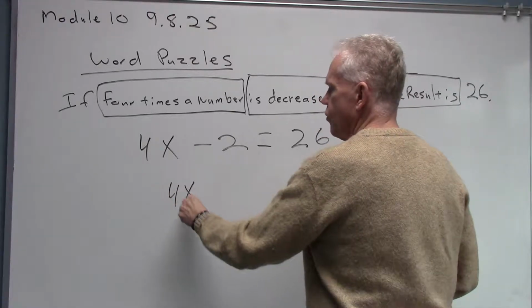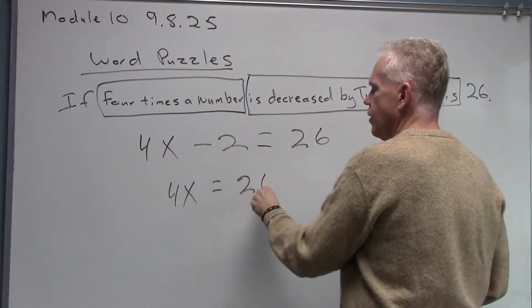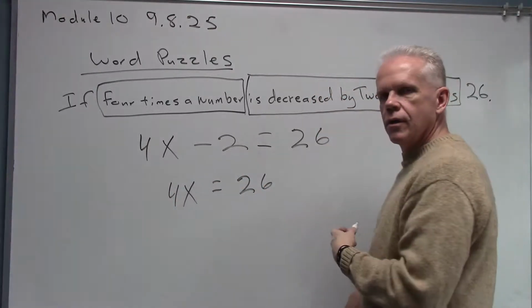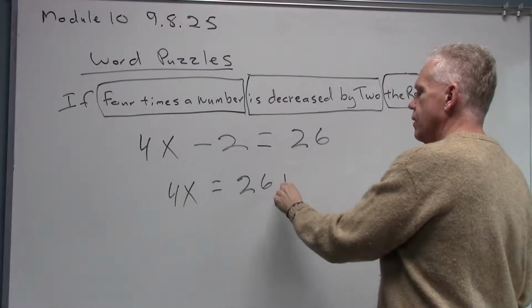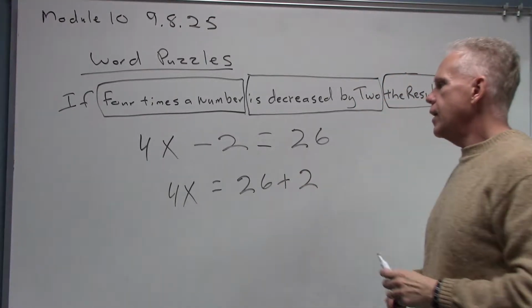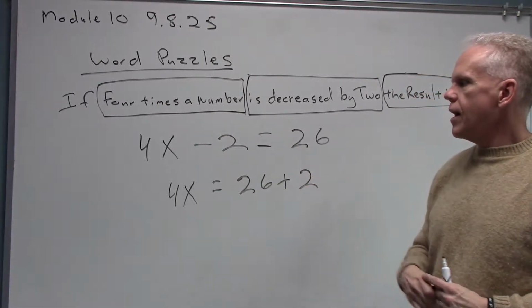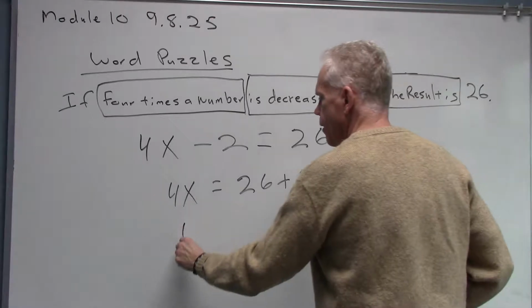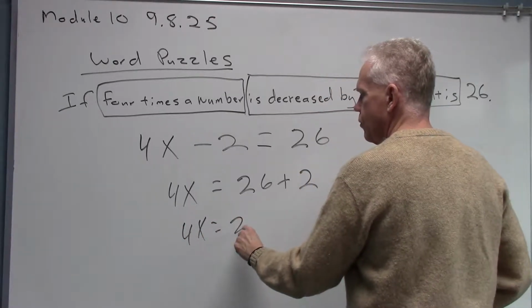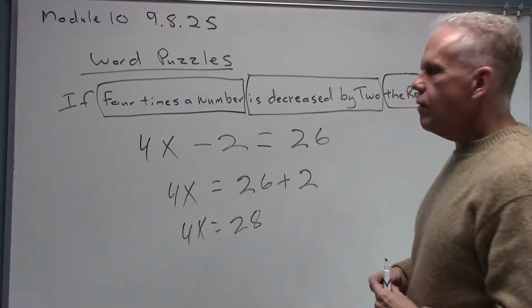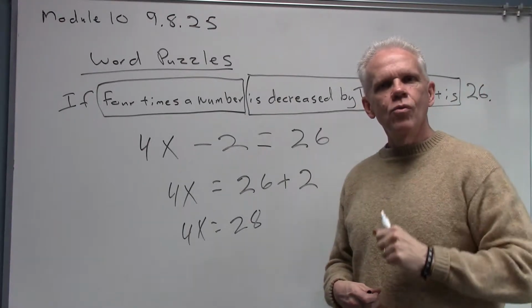So the 4x is good. The 26 is good. The 2 got to go, though. Now, when the -2 jumped across, it turned into a +2. Now, I'm going to go and work that baby out. 4x equals 28. Now, check 2, done.